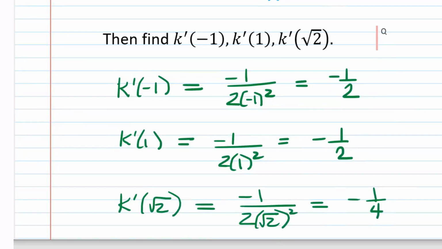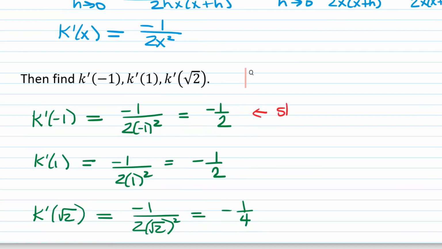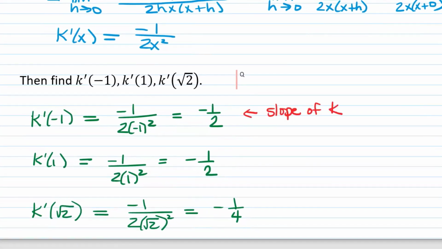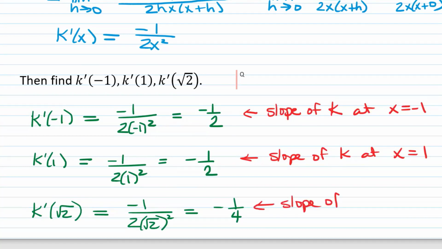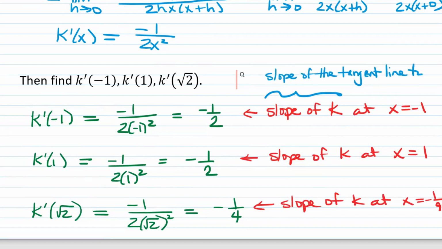All right, so this represents the slope of the function k at x equals -1. This represents the slope of the function k at x equals 1. And this represents the slope of k at x equals square root of 2. Notice that I just said slope of k. I could have also said slope of the tangent line to k. Those mean the same thing, but for brevity, we often just say slope of k.